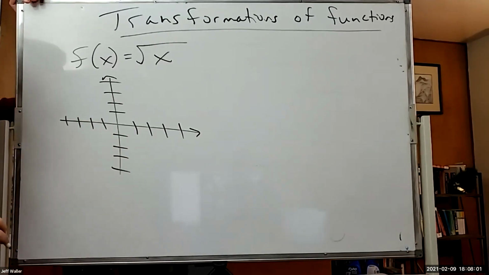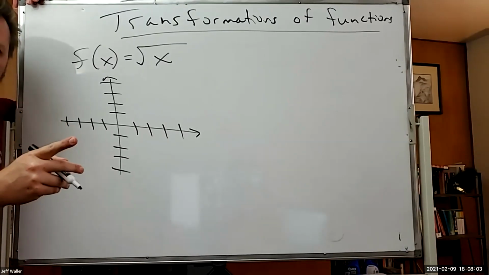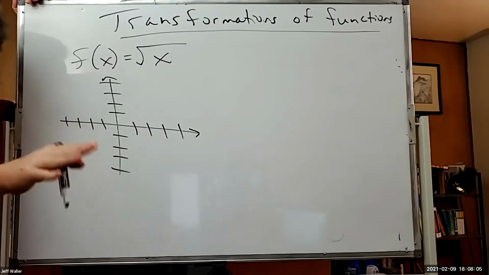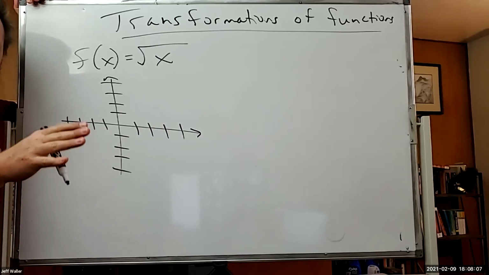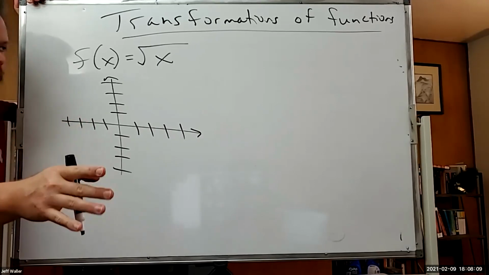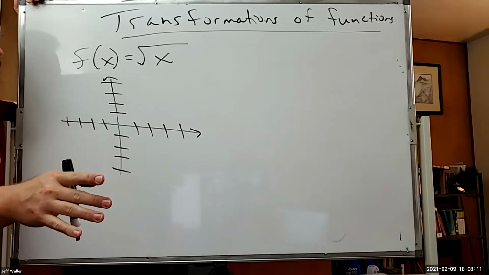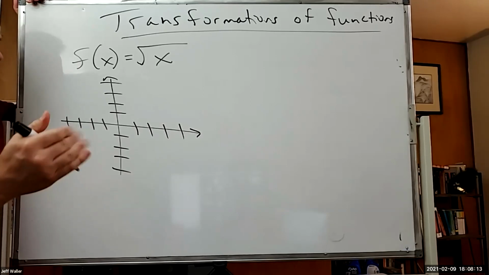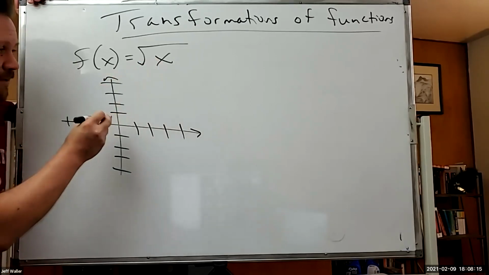What are some points you can tell me? No negative numbers. I can't use any negative inputs. So the smallest number input I could use is 0. And what do you get when you put a 0 in?